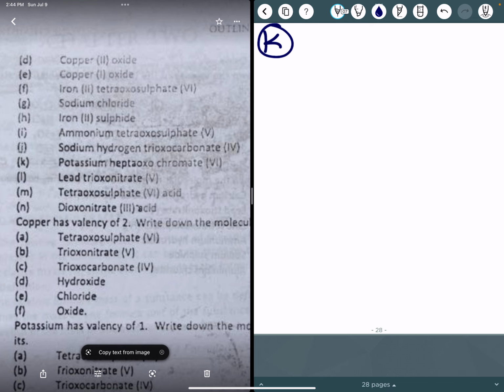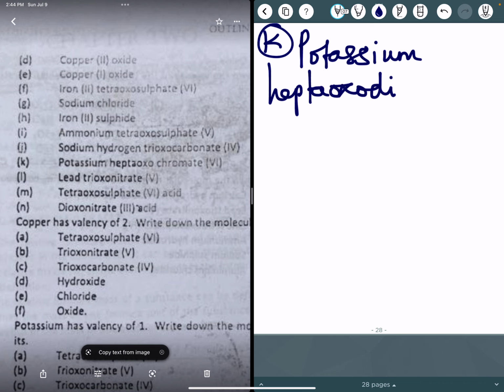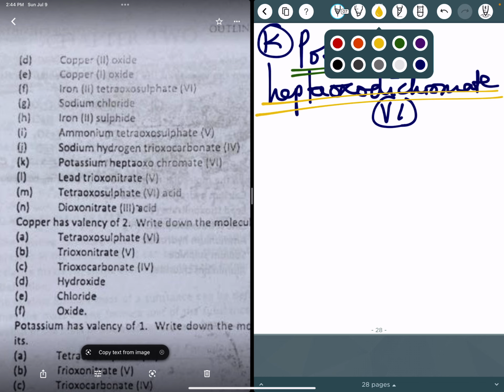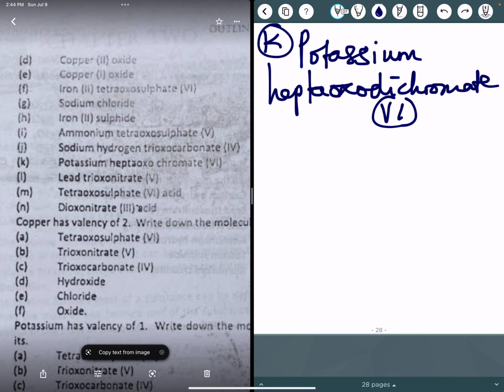Let's go to K. K is potassium. K is what? Potassium heptaoxodichromate 6. So in this, take note, this is the positive side, this is the negative side of the compound. This tells you the cation and anion. The cation is potassium ion. The heptaoxodichromate 6 is Cr2O7 2 minus.